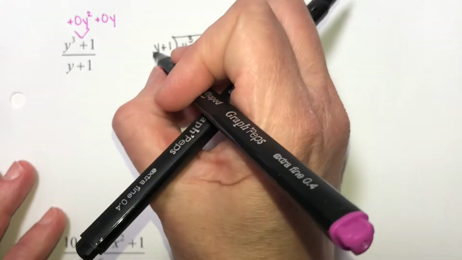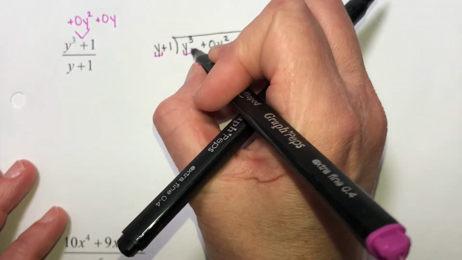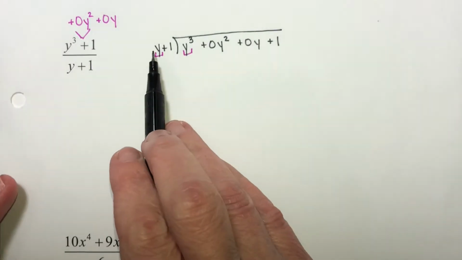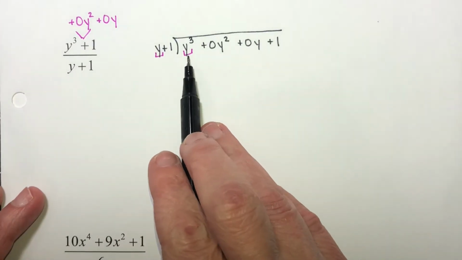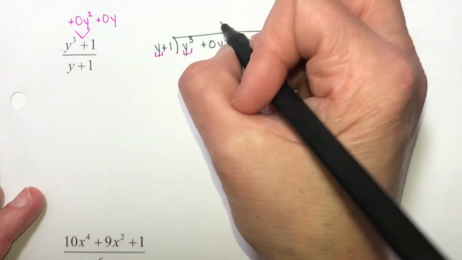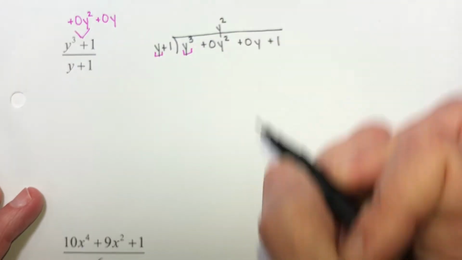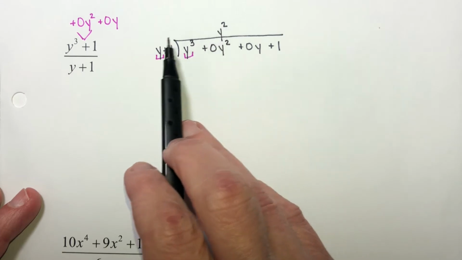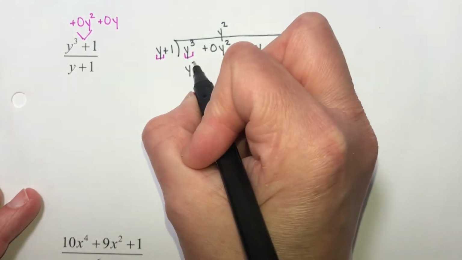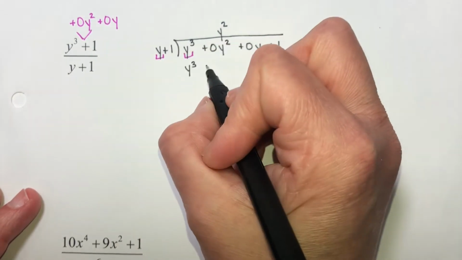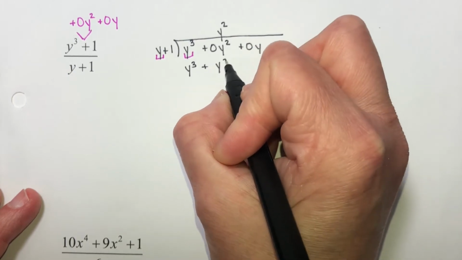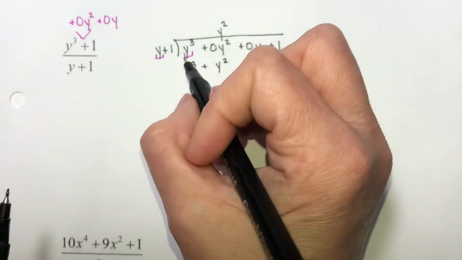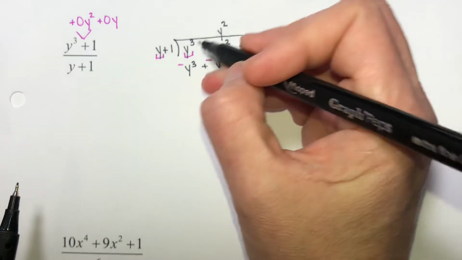Concentrating on your first terms, I need to multiply the y by a y squared to turn it into a y cubed. So y squared here. Take this and distribute it. Y squared times y is y cubed. Y squared times positive 1 is going to be plus y squared. Change your signs because we're subtracting.